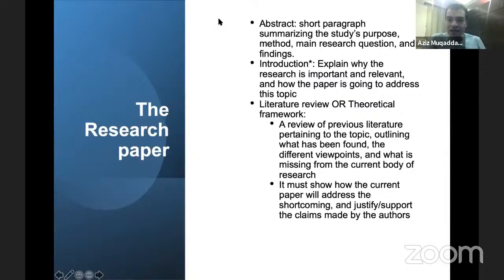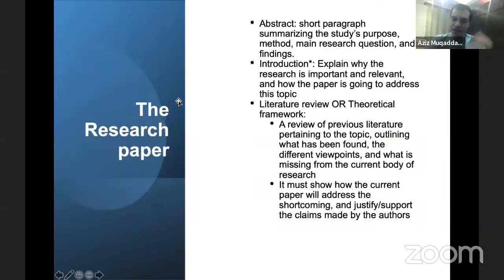An abstract is a short paragraph summarizing the study's purpose, method, main research question, and findings. In the abstract, the authors would say, we studied this topic, or we applied this theory to understand this phenomenon. Here's the method we used: we conducted a survey with 300 participants, our main hypothesis was A and B, and we found such and such. So it's a very short paragraph, 4 to 6 sentences. That's it.